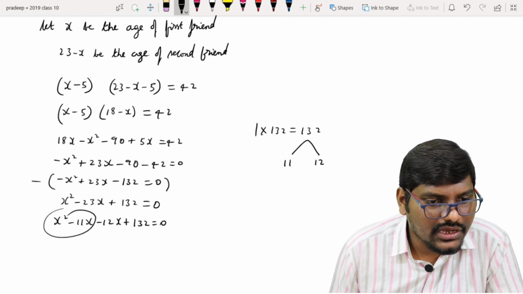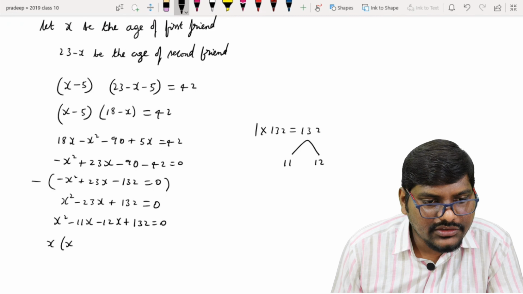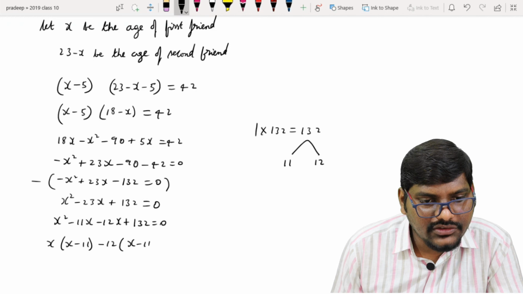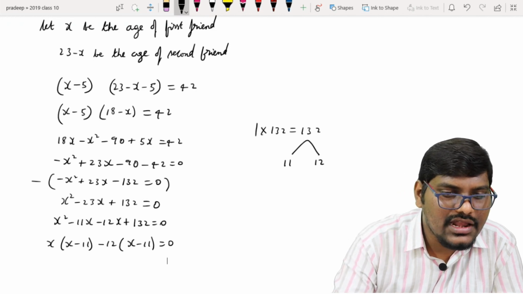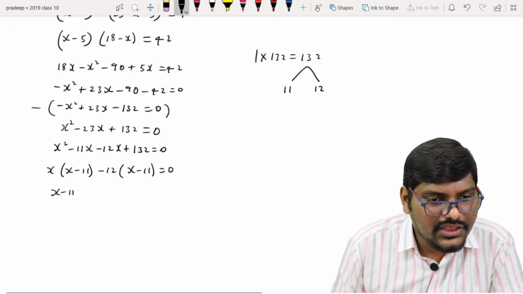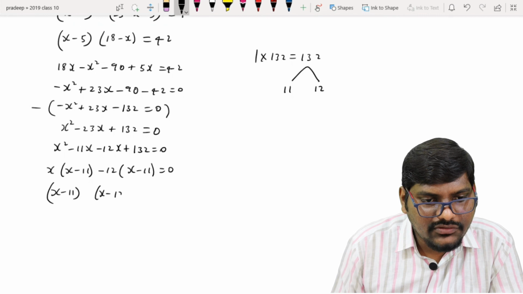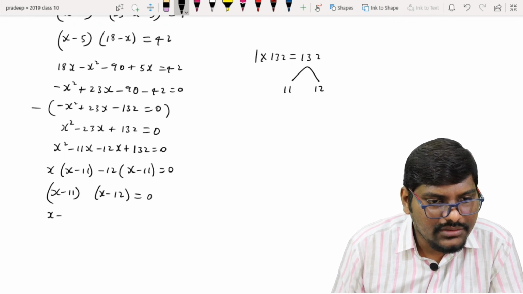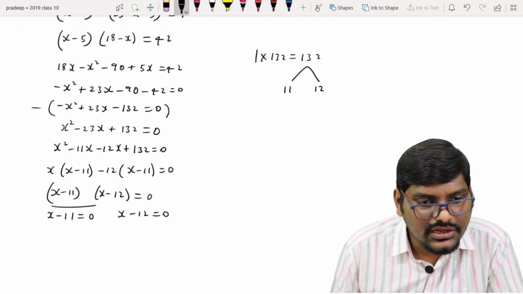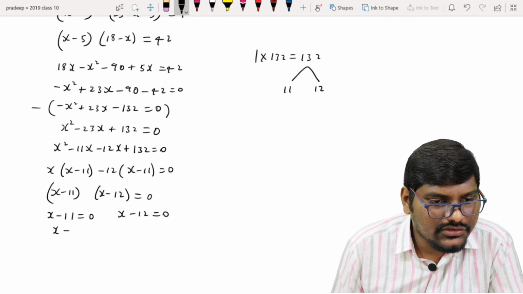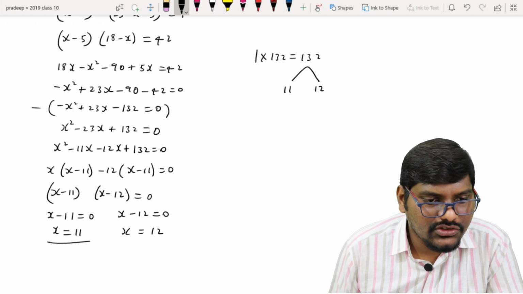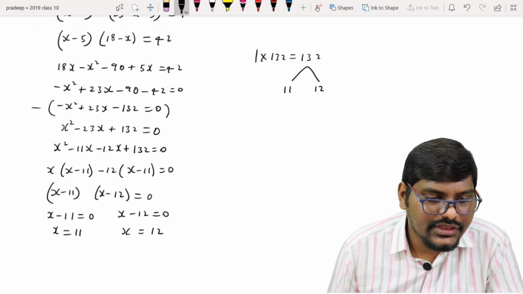So here I can take x common, so x minus 11 is the value which we'll get. So I can take minus 12 common, so this is again x minus 11 is the value we'll get, because 12 11s is 132. Again I can take x minus 11 as the common, so I'll be getting x minus 12 as the value. So if I separately take these factors equal to 0, I'll be getting x equal to 11 and x equal to 12. Alright, so you got x equal to 11 and x equal to 12 as their ages.